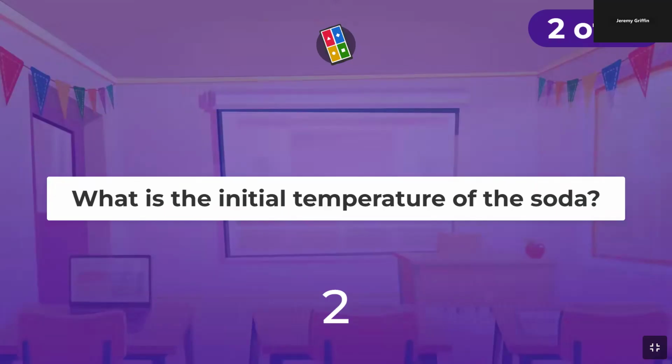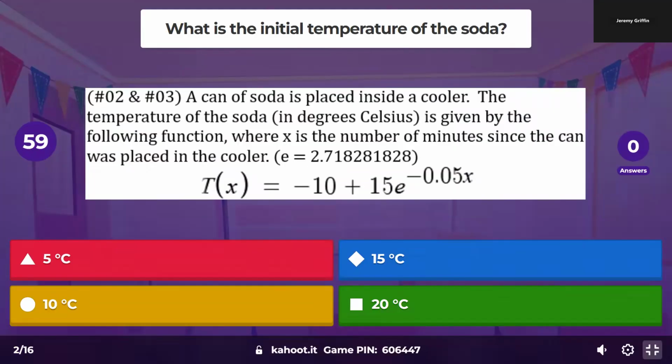Points on the board. Mr. Griffin, just kick the guy who has my name. Don't do that. Kick him out of the game. Sorry. We've just got what we got.